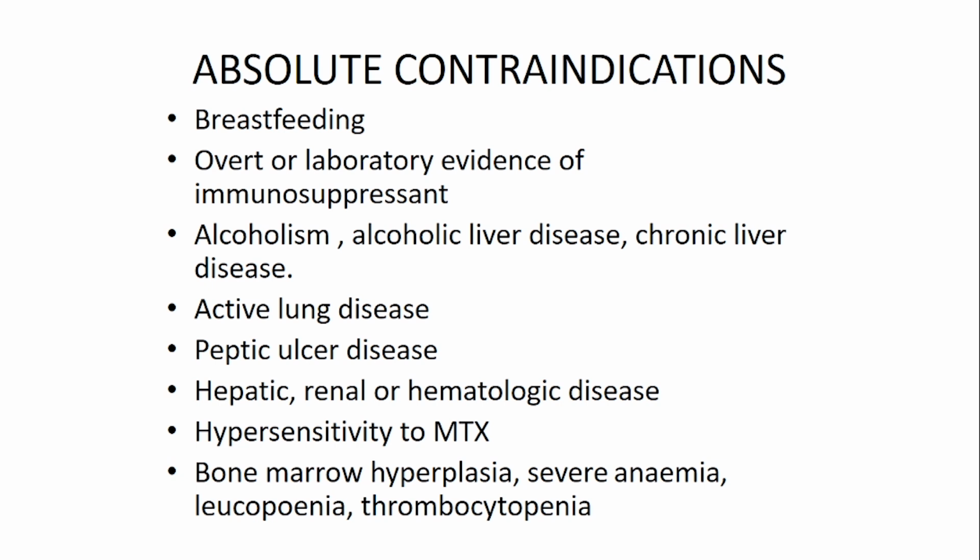What are some absolute contraindications to the use of methotrexate? These include breastfeeding, overt or laboratory evidence of immunosuppression, alcoholic liver disease, chronic liver disease, active lung disease, active pelvic ulcer disease, hepatic, renal, or hematological disease, hypersensitivity to methotrexate, and some bone marrow hypoplasia. These are absolute contraindications. So the patient needs a proper evaluation before you commence them on methotrexate.